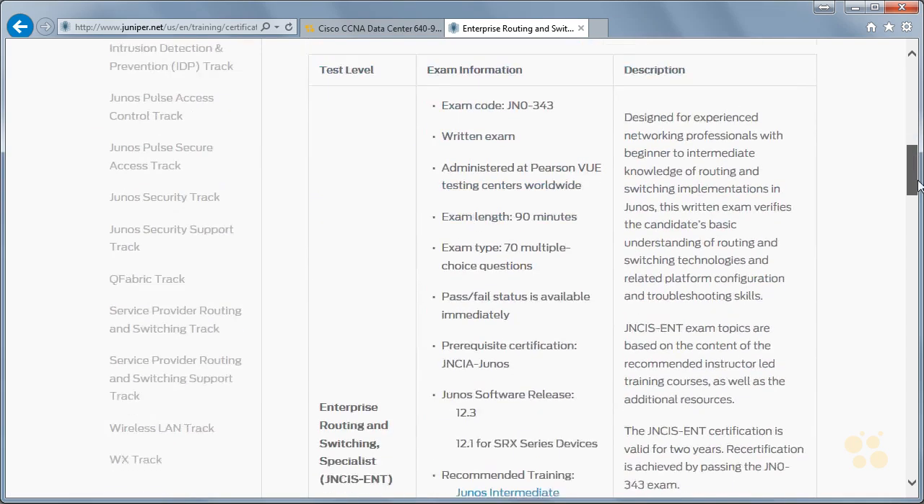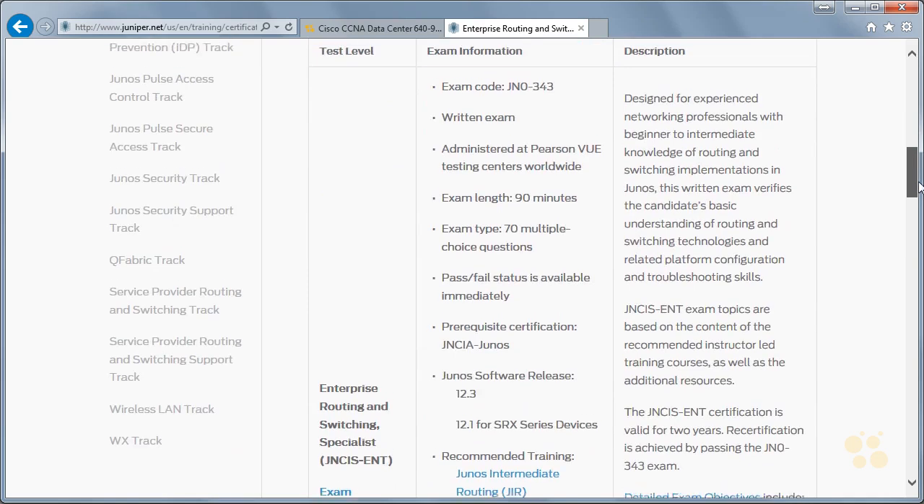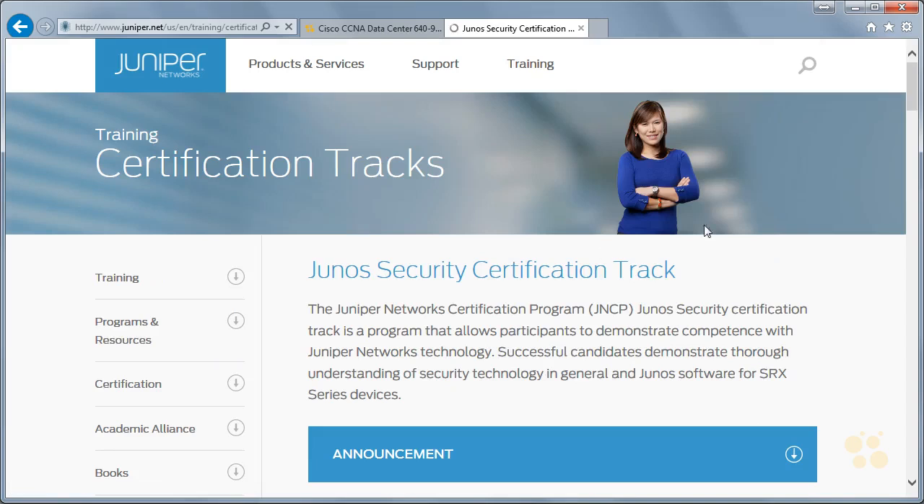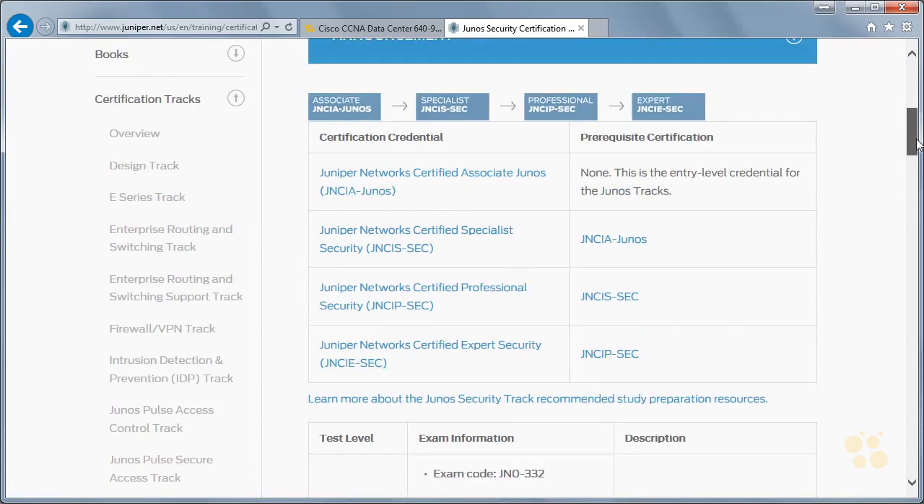If you are interested in security, you would come in here and go to the Junos security track, for instance. You would scroll down. Look at that. The JNCIA Junos that I'm going to prepare you for is indeed your starting point. So this is profoundly important from a certification perspective because it is our stepping stone to most all of Juniper's certification tracks.